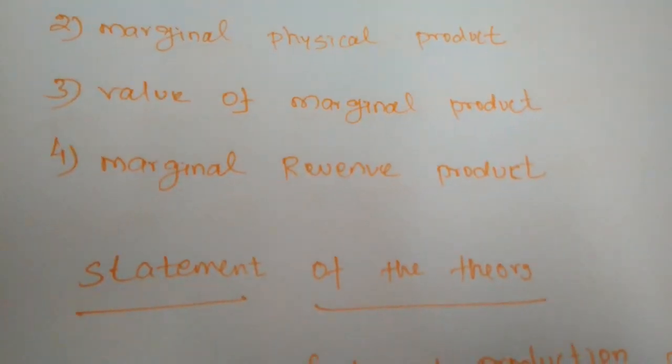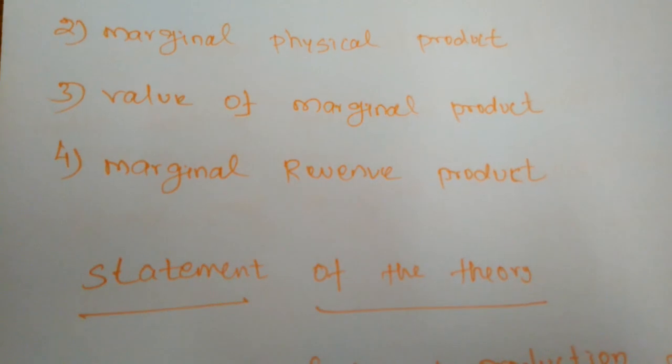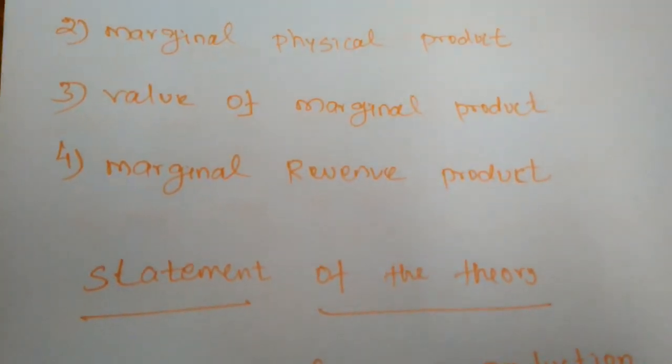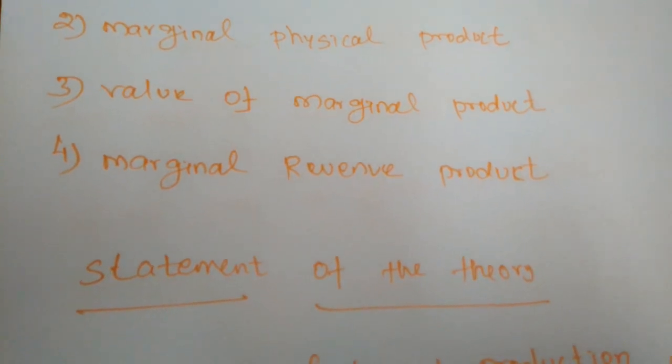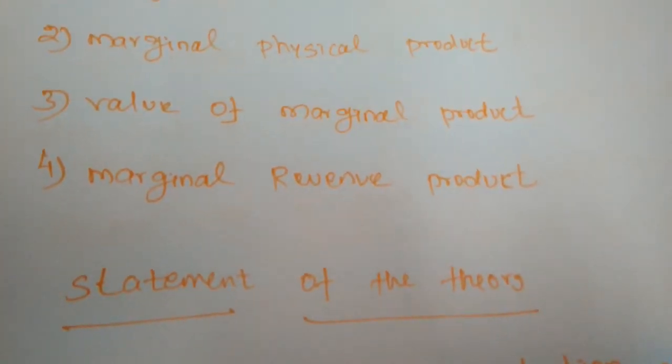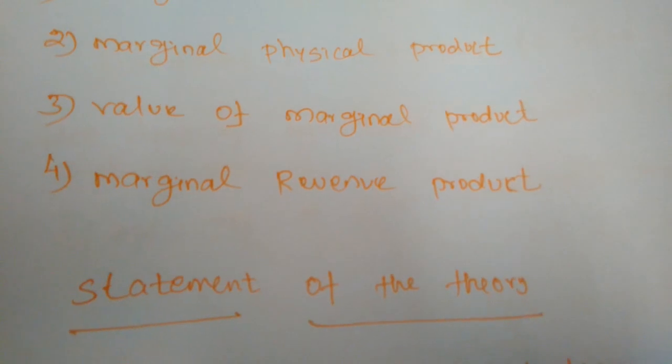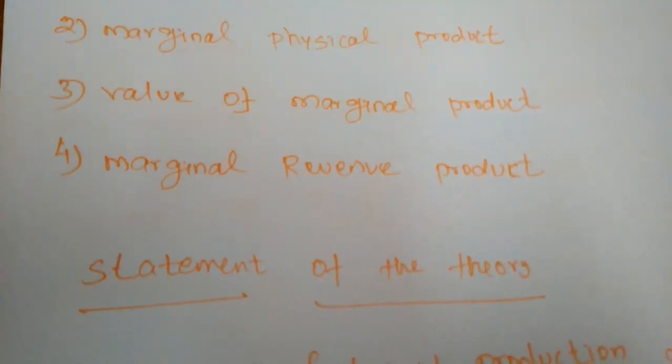Next, value of marginal product. The value of marginal product is obtained by multiplying the marginal physical product of the factor by their price. So if we multiply the price with the total product, we will get the value of marginal product.